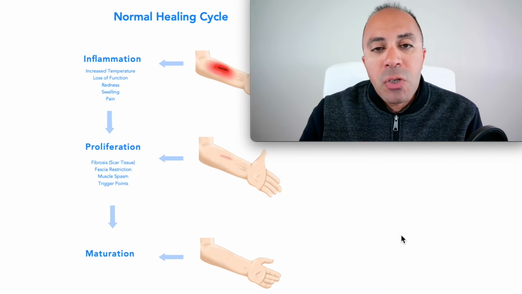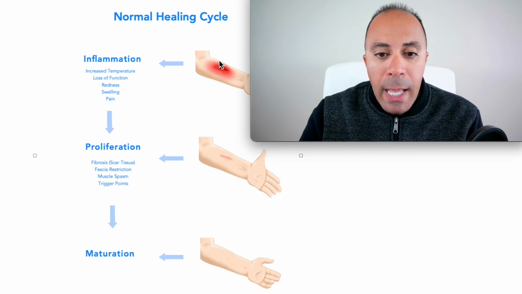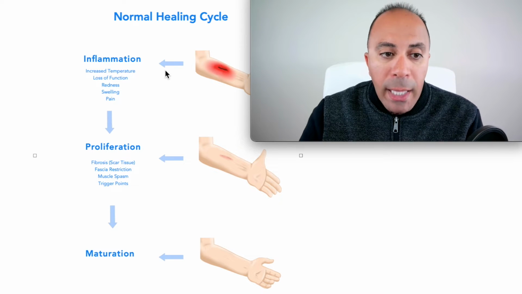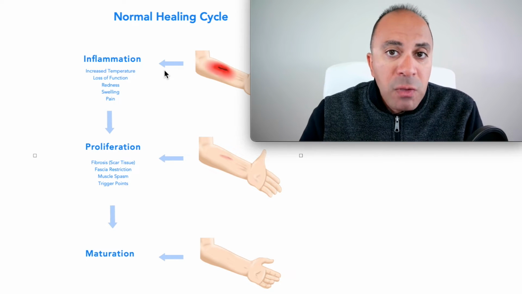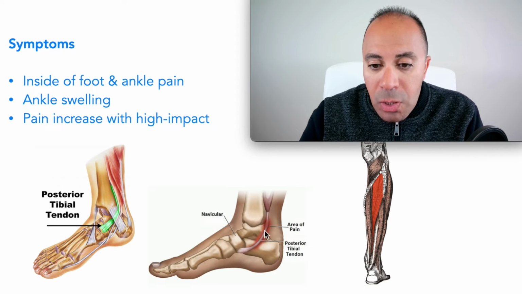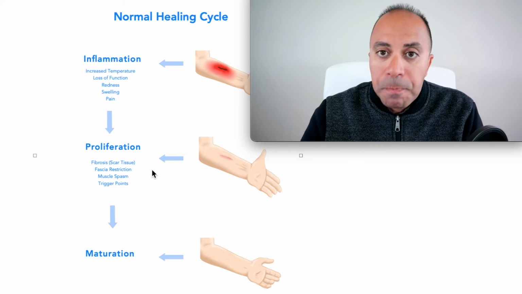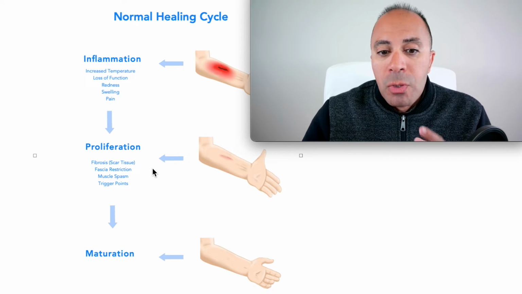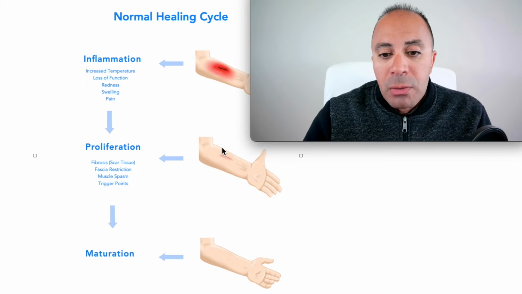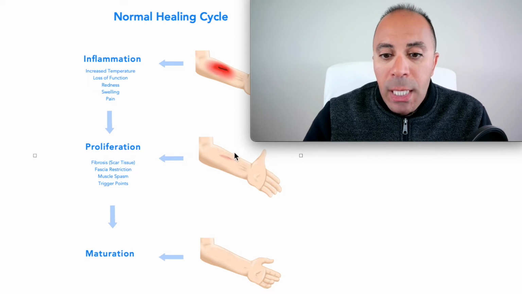The first stage of healing is inflammation: swelling and redness in that area, and you start to experience pain and decreased range of motion. By definition, tendonitis is inflammation in the tendon, and you can see it here in the tendon area. You start to have swelling, redness, and then scar tissue, which is actually the second stage of healing. During the proliferation stage, the body starts to build scar tissue, fascial restrictions, muscle spasms, and trigger points. And you can see it here.